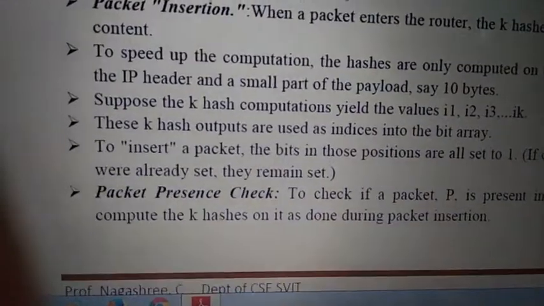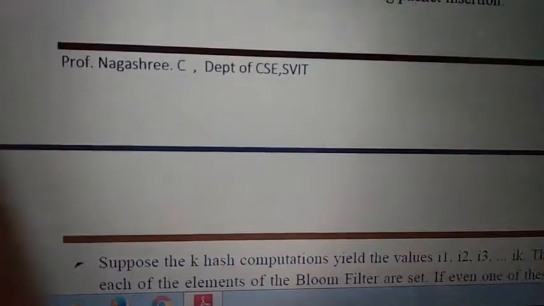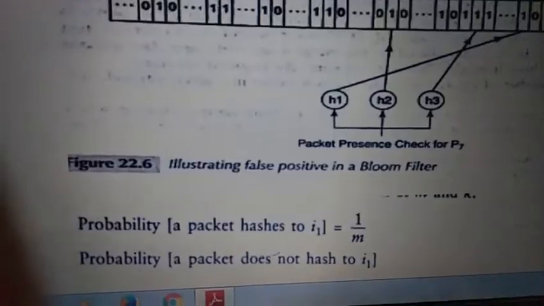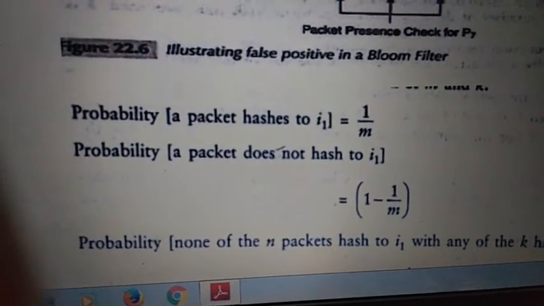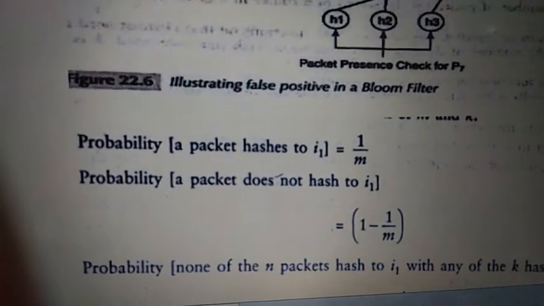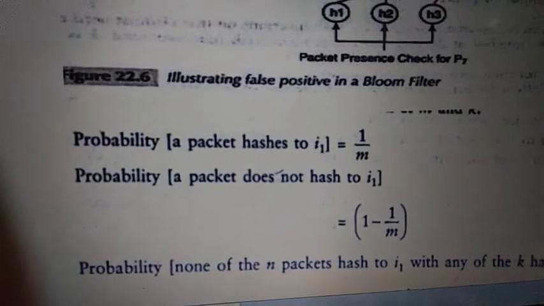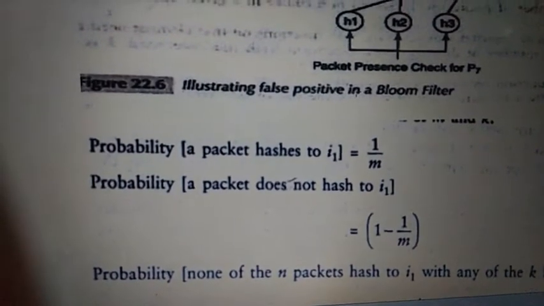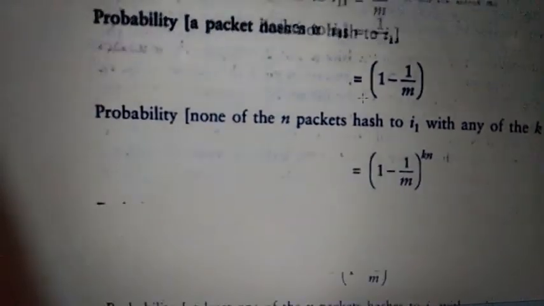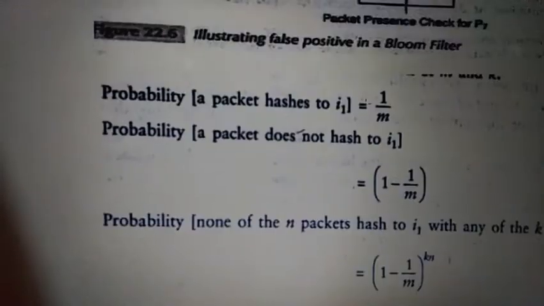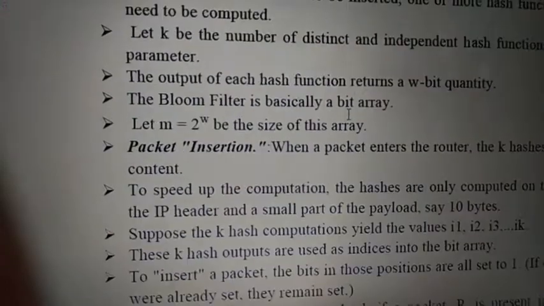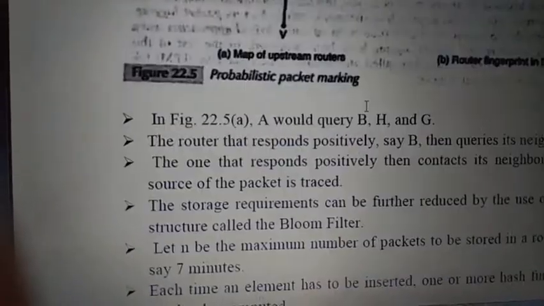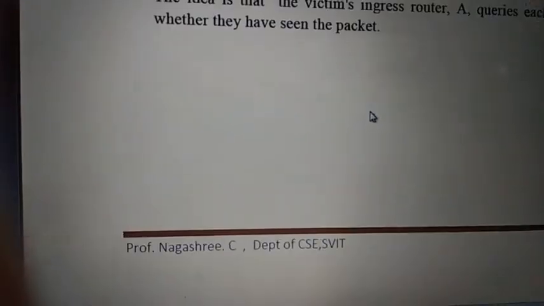With packet insertion and packet presence checks, the algorithm uses a Bloom filter with false positives. If an item has already been inserted and comes again, that is called a false positive. So just go through this; it is very important. This is IP traceback. You should know it if they ask what is IP traceback.